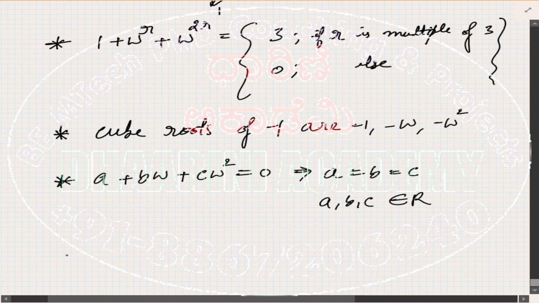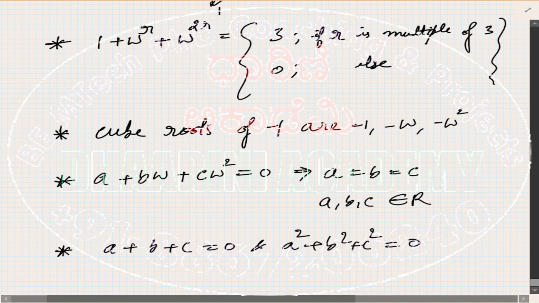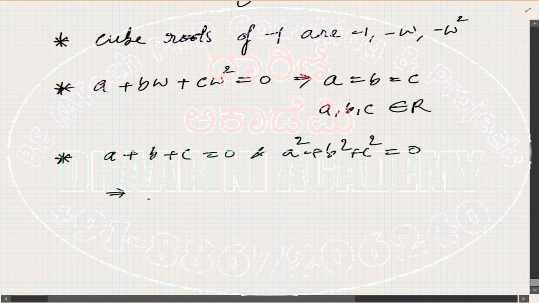Okay, then if at all abc is equal to 0, a plus b plus c is equal to 0, and a square plus b square plus c square is equal to 0, this implies the ratio a to b to c should be equal to 1 to omega to omega square. So a, b, c should be in the ratio 1 to omega to omega square.